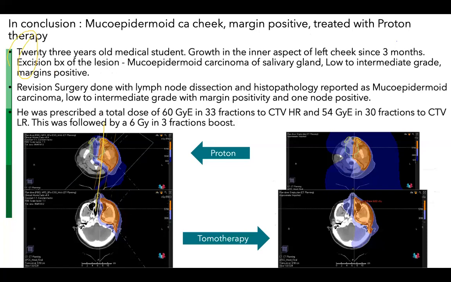So I come to the end. This is my concluding slide. So this is a 23-year-old mucoepidermoid carcinoma patient who was a margin positive intermediate risk resection. He came to us for proton therapy.